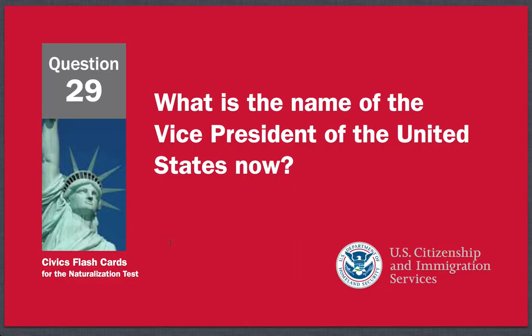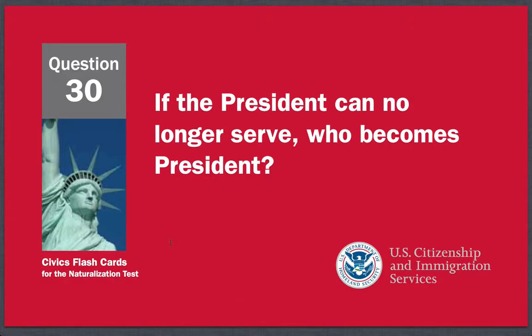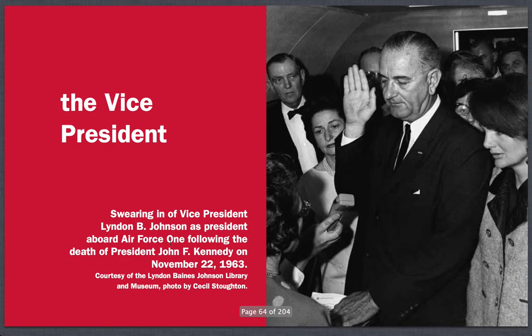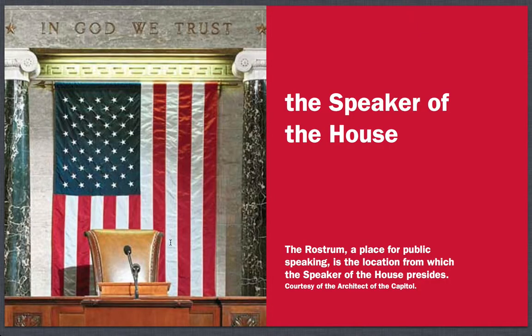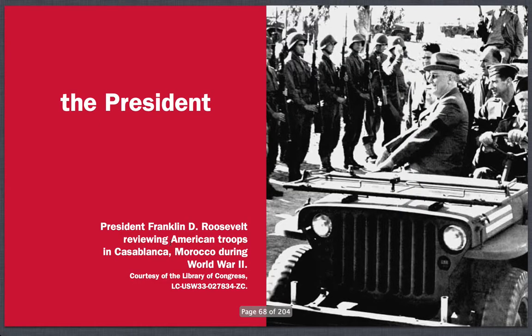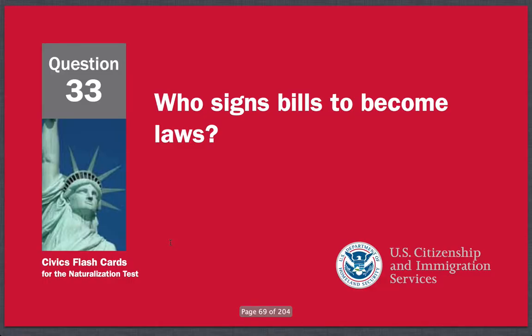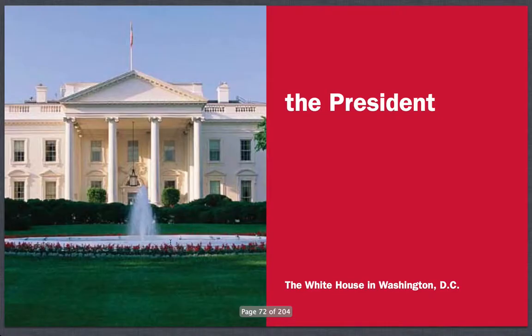What is the name of the vice president? Right now it's Joe Biden, but it will probably change next year. If the president can no longer serve, who becomes president? The vice president. If both the president and vice president can no longer serve, who becomes president? The speaker of the House, and I think right now it's Speaker Ryan. And who is the commander in chief of the military? The president. When there's a war, the president is the one who commands. Who signs the bills to become laws? The president. Who vetoes bills? The president.